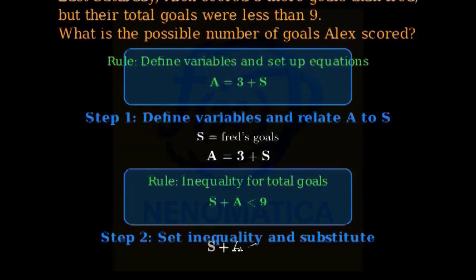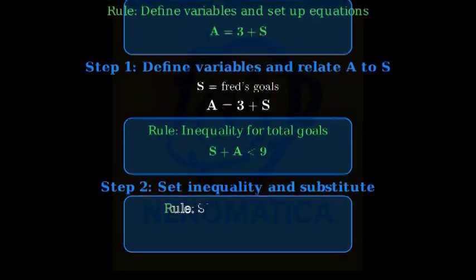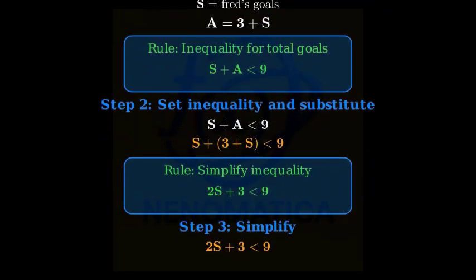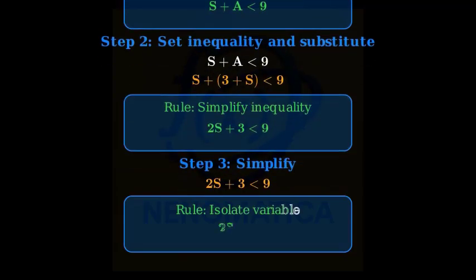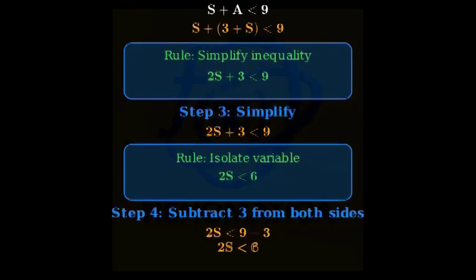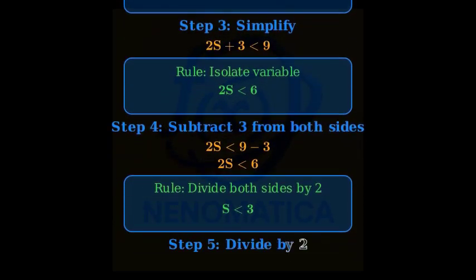Substitute A equals 3 plus S into S plus A is less than 9. Step 3. Simplify the left side. S plus S makes 2S, and the constant is 3. So we get 2S plus 3 is less than 9. Step 4. Subtract 3 from both sides to isolate the term with S. Step 5. Divide by 2 to solve for S.